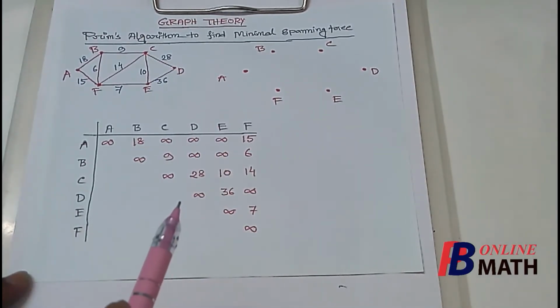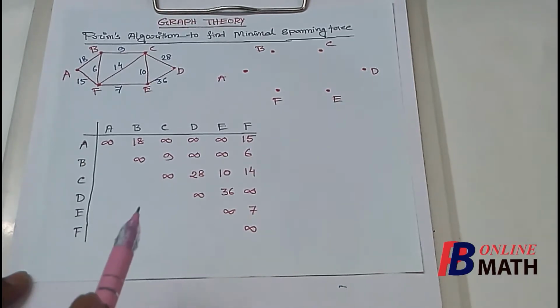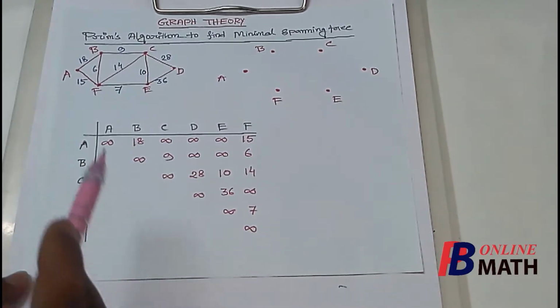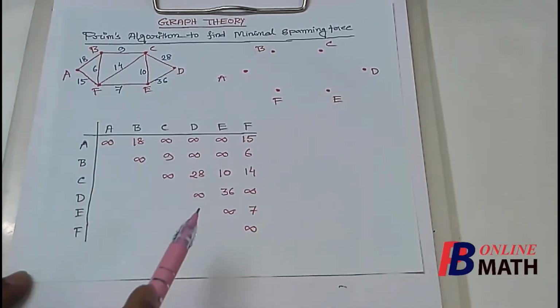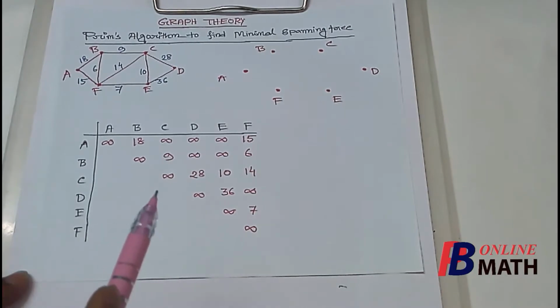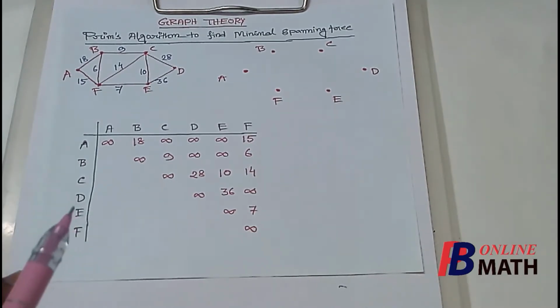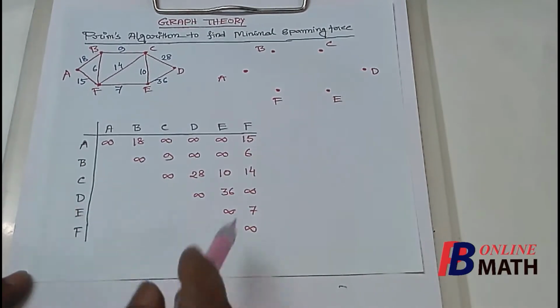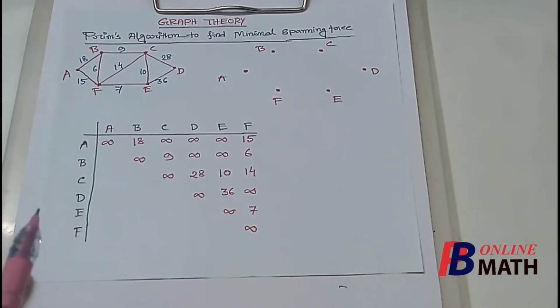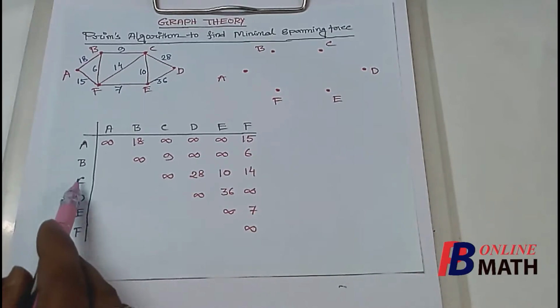We do not need to consider the total matrix because the matrix must be symmetric. Because this is a non-directed graph, this matrix will automatically be symmetric. That's why we have considered only the upper triangular part. Now let us start the algorithm. We can start with any vertex. It does not matter which vertex you select, the ultimate result will be the same. So you can select any vertex from this matrix. Let us assume that we are starting with the vertex C.